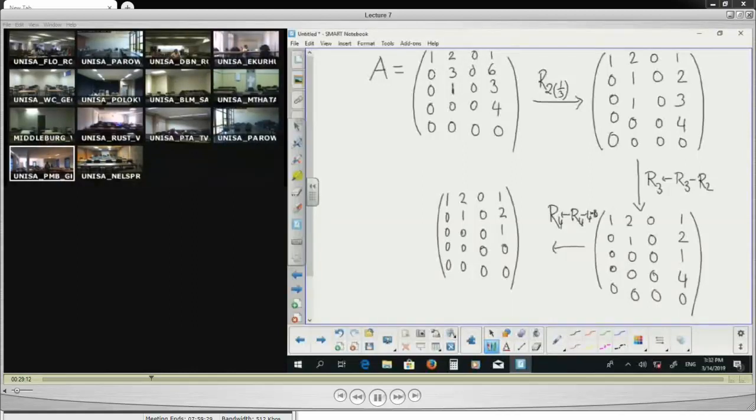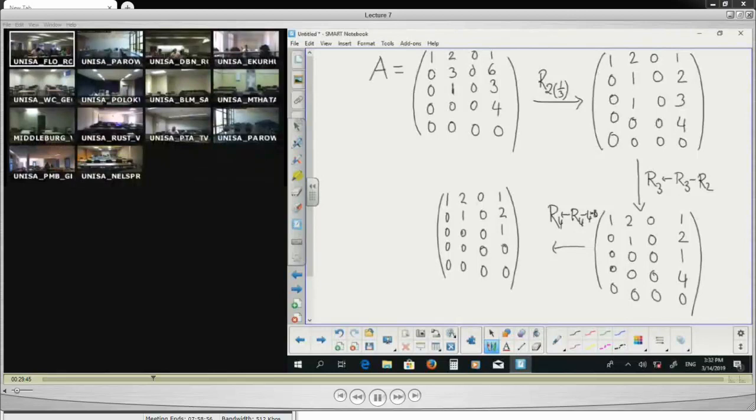Excuse me, sir. On the row echelon form, the leading ones, are we looking at rows or are we looking at columns? Rows. So in other words, the first non-zero is supposed to be a 1. The first non-zero must be a 1, yes. Each row. Okay. So this is still not completely row reduced.